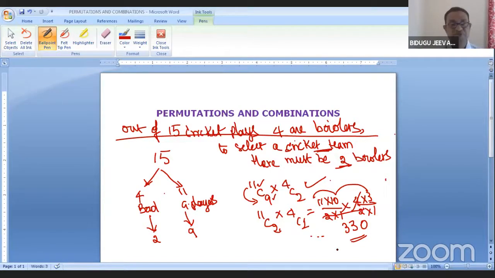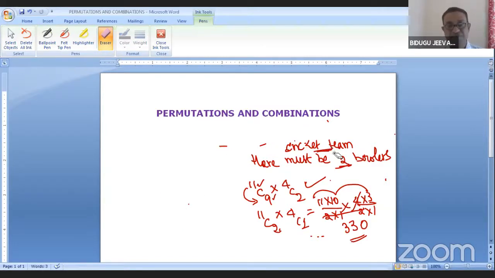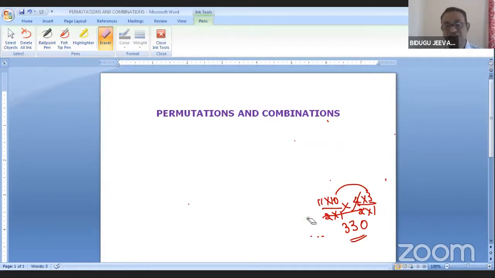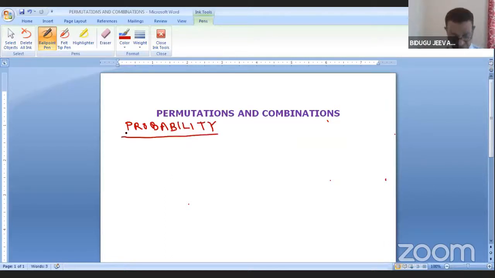Let me go through probability because it is connected with permutation and combination. Permutation combination is a wonderful one. So permutation combination are the sister concerns of probability. Without permutation combination, there is no probability, first of all. So I write probability.